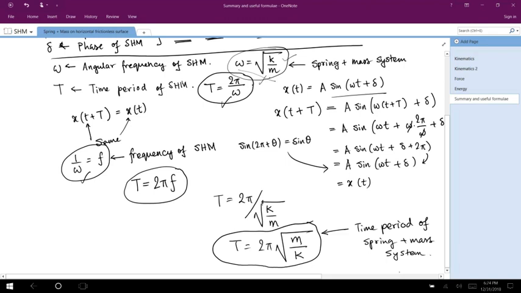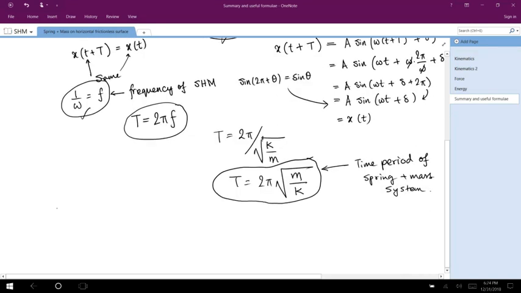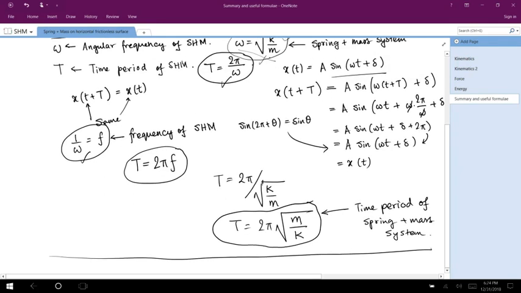So that summarizes most of the stuff that we needed to know for our simple harmonic motion chapter.